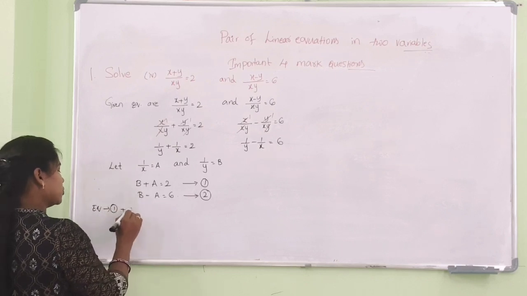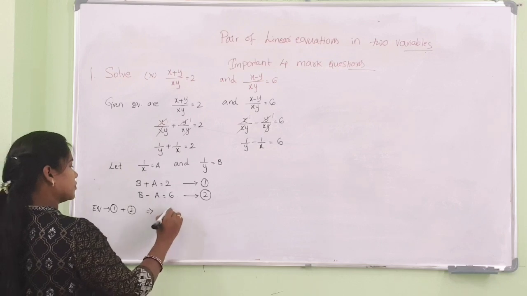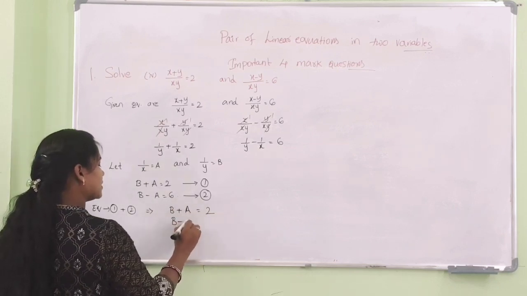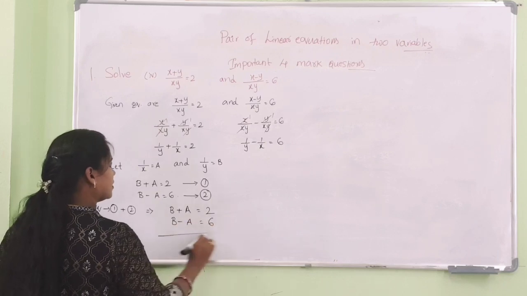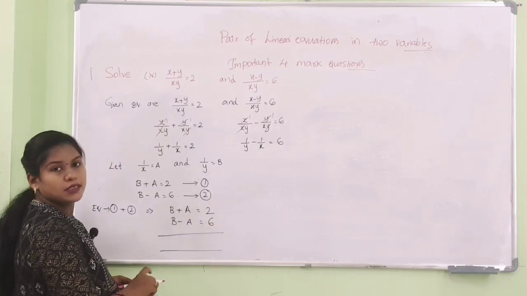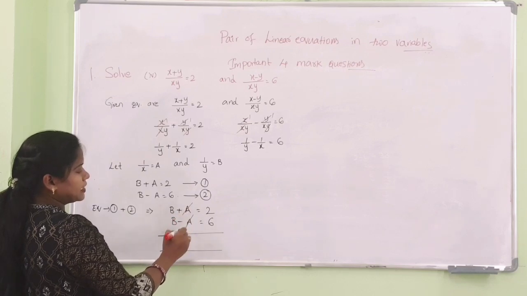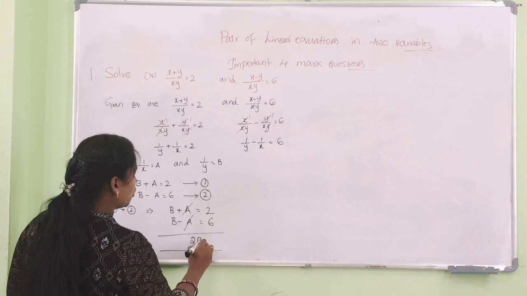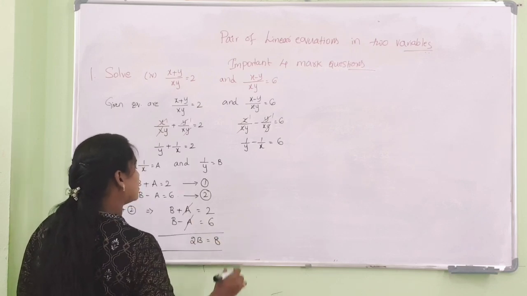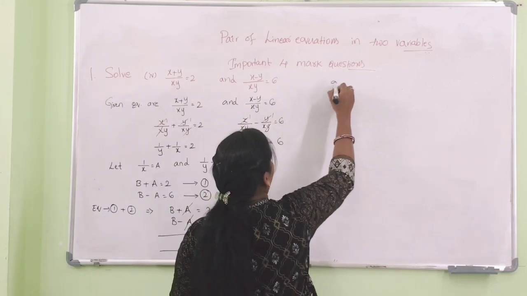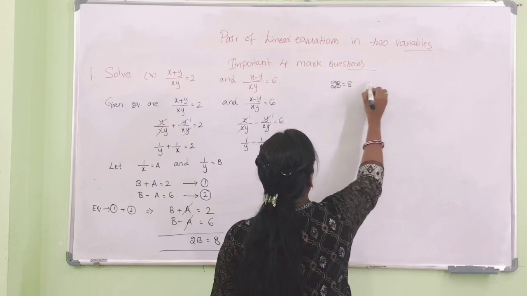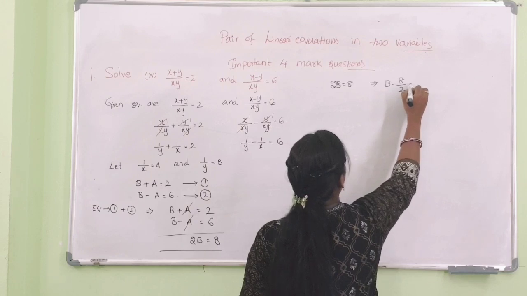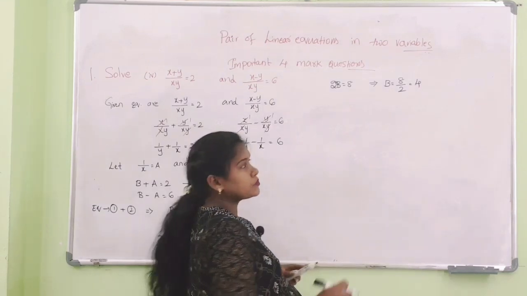Equations 1 and 2. Then we get b plus a is 2, b minus a is equal to 6. Here I am going to add these two equations. Here plus a and minus a will get cancelled. b plus b will become 2b. 2 plus 6 is 8. So 2b is equal to 8. That implies b is equal to 8 by 2, which is equal to 4.